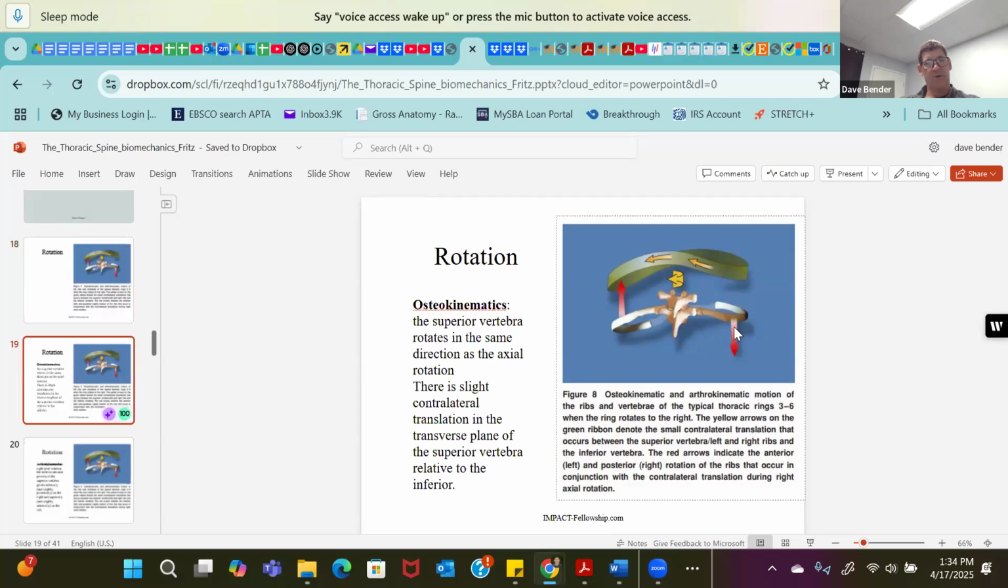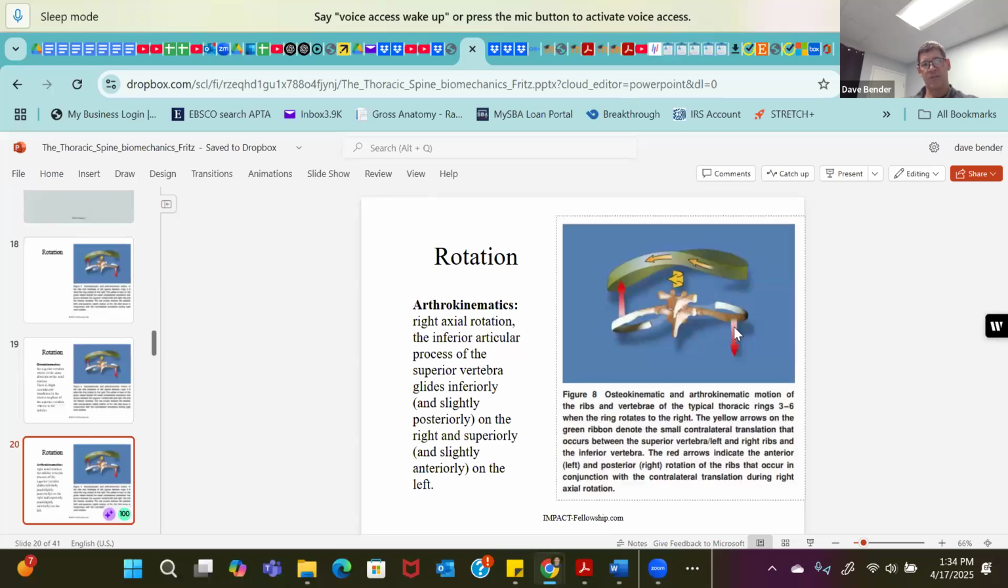Yeah, we talked about this a little bit already. The osteokinematics: the superior vertebra rotates in the same direction as the axial rotation. So the rotation is to the right. And then there's a slight contralateral translation in the transverse plane of the superior vertebra on the inferior vertebra.